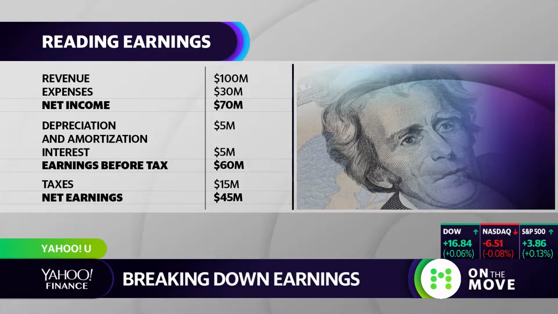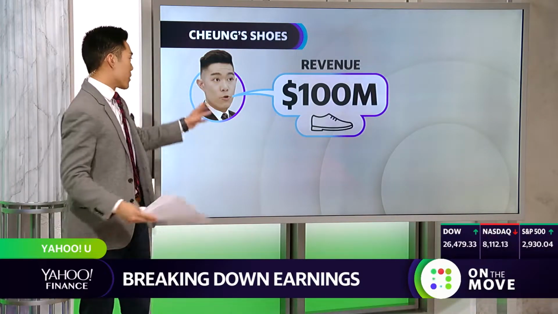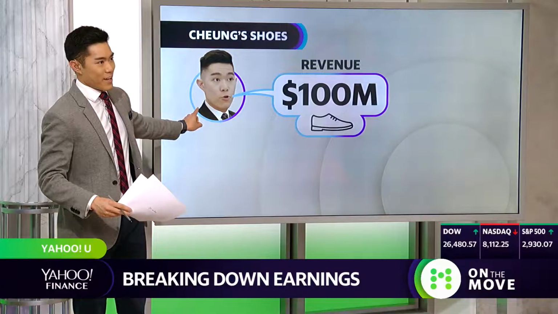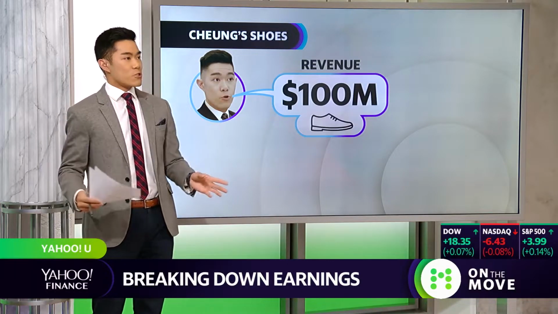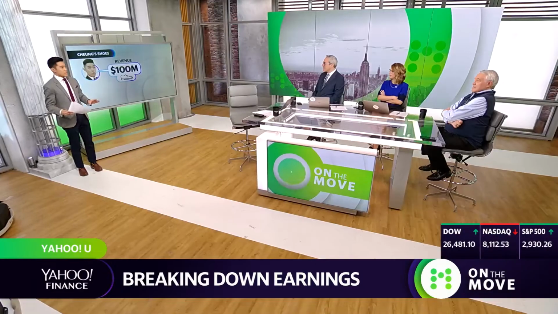And what we're looking at right now on the screen is revenue, right? So this is the amount of money. And by the way, this was our producer Val's idea. This was not my idea to put my face on the screen. But let's say Cheung's Shoes makes $100 million in revenue. This is the amount of money that I make off of just selling the sneakers itself.